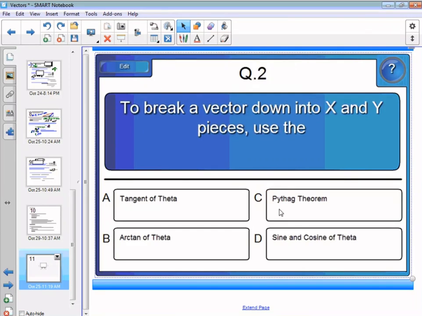To break a vector down into x and y pieces, use the... Go ahead, guys, help them out. You have all the questions on your paper, folks. We're going to run out of time. Quick, quick, quick. If the bell rings and we're not done, we're staying. We're done! There we are. Okay, next.